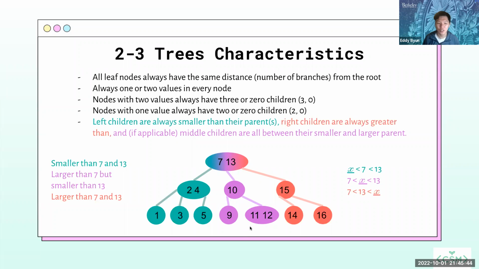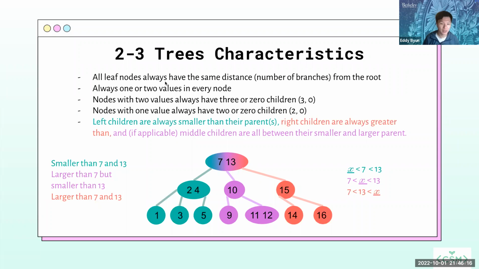All right, so the last characteristic is a property that is very similar to the properties of a BST. Given a node, the left children are always going to be smaller than their parents. The right children are always going to be greater than the parents. And if applicable, the middle children are going to be between the smaller and larger parent.